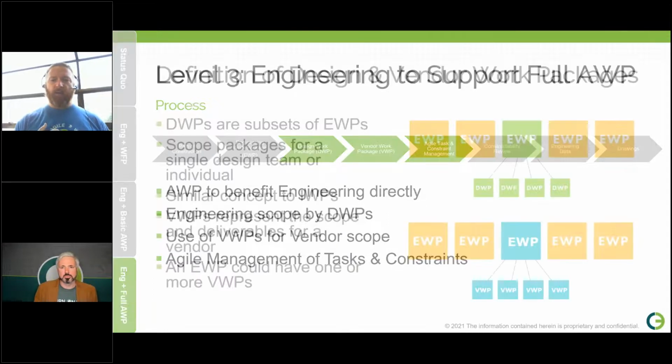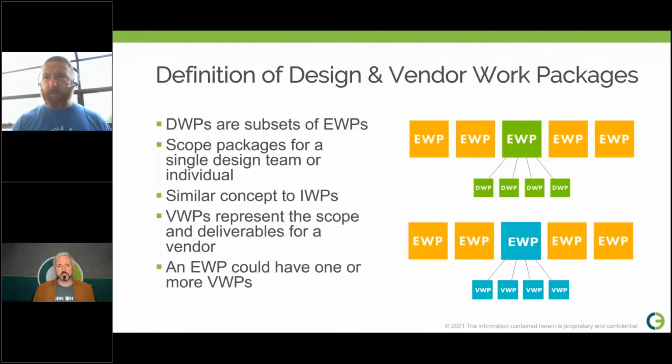So I know that this concept of design work packages and vendor work packages is new to some people. So there's a brief overview of what these are. These DWPs, the design work packages, those are subsets of the engineering work packages. And those are scope packages for a small team of engineers within a single discipline to be able to execute as a portion of that EWP. Again, much in the same way as the IWP would be a portion of the CWP. The VWPs represent the scope of work and the deliverables for a vendor.